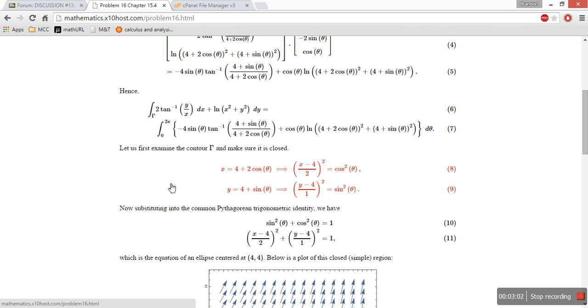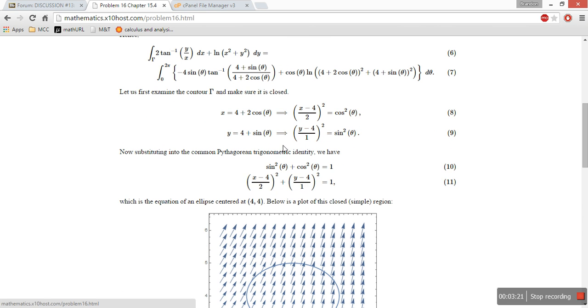Now to see that it's an ellipse. The contour gamma is parametrized by our functions of x and y here in terms of theta, and by subtracting the 4 and dividing by 2 and then squaring, we see that (x minus 4 over 2) squared is equal to cosine squared of theta. And the same thing is done for y. Now, by the Pythagorean trigonometric identity, sine squared of theta plus cosine squared of theta equals 1, which is one of the most common trigonometric identities in all of mathematics, we see that we have the equation of an ellipse that's centered at 4, 4.